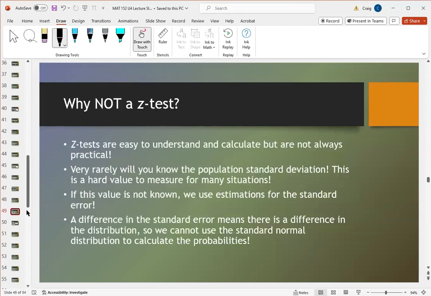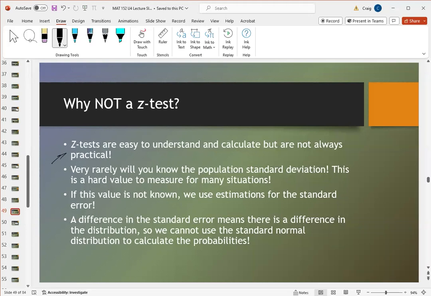So again, z-tests are easier to understand and they're easier to calculate, but they are not always practical to do. Very rarely are you going to know the population standard deviation unless you measure every person in the population. That basically never happens. And so instead of using the population standard deviation, we have to use the estimate from what we have in our sample. And so we use the sample standard deviation.